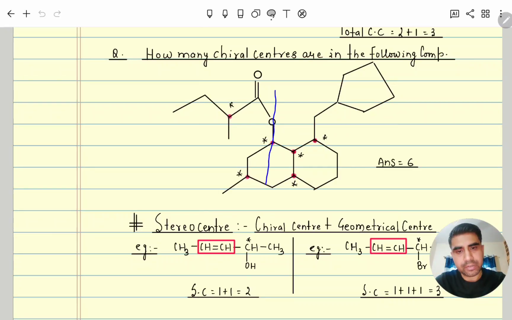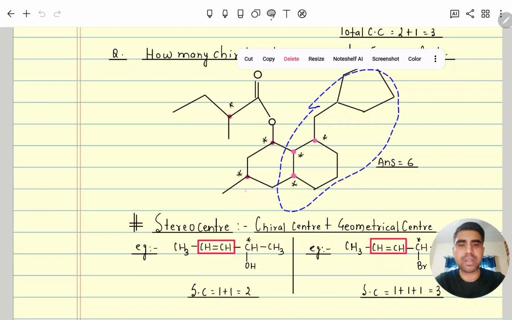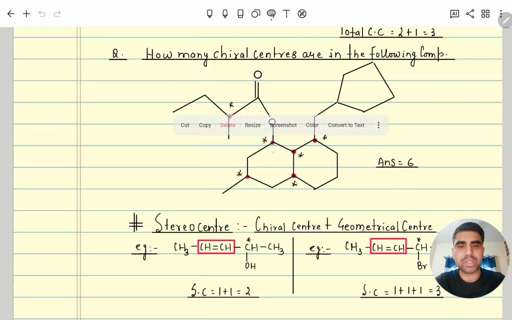Just draw one line. If the left-hand side and right-hand side have different groups of atoms, including hydrogen, then it is a chiral center. Similarly here also a chiral center, here also, here also, and here also this one is a chiral center. So in total there are 6 chiral centers.